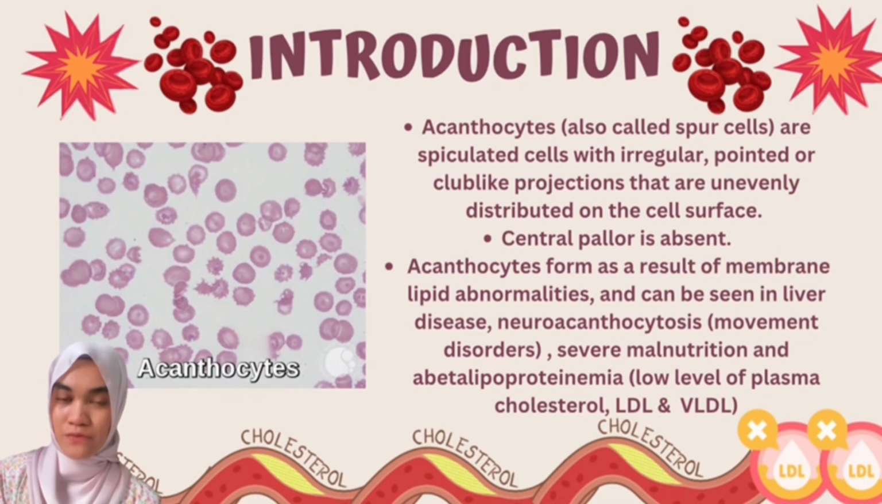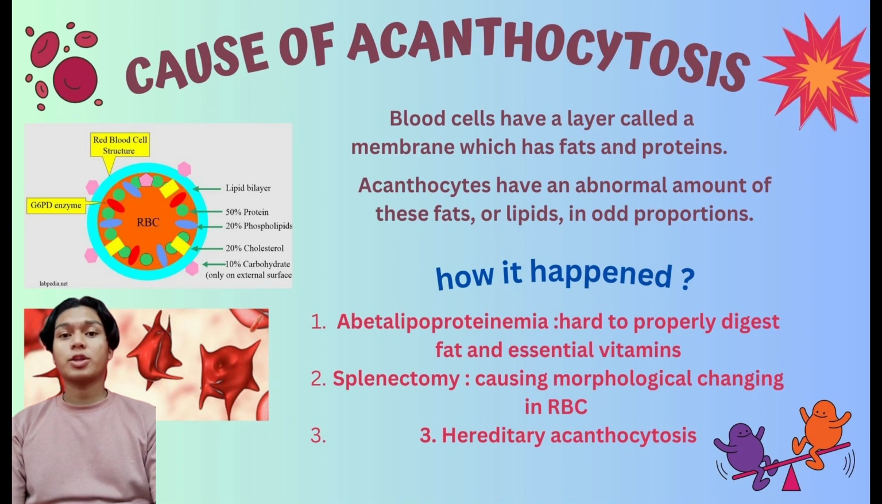Also, acanthocytes form as a result of membrane lipid abnormalities, and can be seen in liver disease, neuroacanthocytosis, which is a movement disorder, severe malnutrition, and abetalipoproteinemia, which has a low level of cholesterol, low level of plasma, low level of LDL, and low level of VLDL. So, what can trigger acanthocytosis?